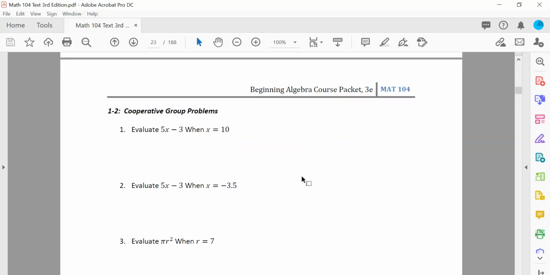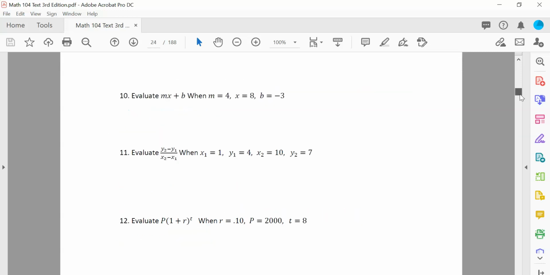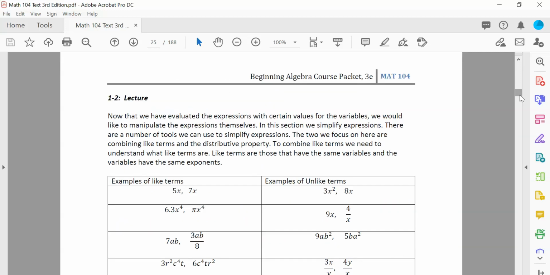That is at least the first part of section 1.2. Now, try some cooperative group problems on your own. You can try these. If you have questions over them, then contact me. Those are for you to do. And then obviously at the end of the section, there's some at-home stuff. We'll start the second half of 1.2 in the next video.